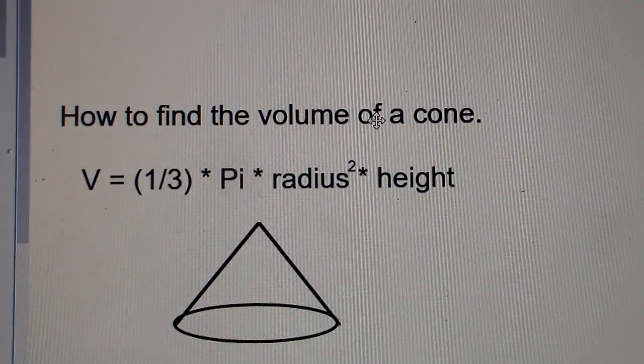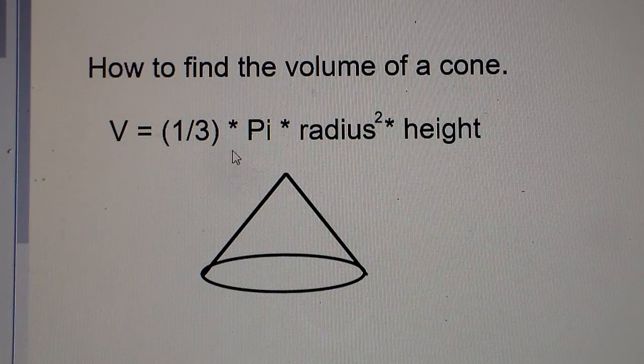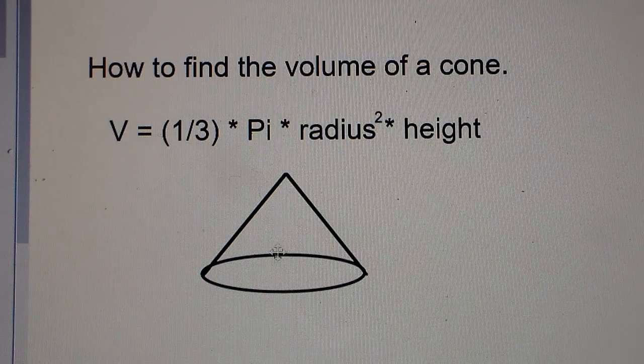So first things first, how do you find the volume of a cone? Well, that's equal to 1/3 times pi times radius squared times height. So we're going to be finding the volume of these guys.